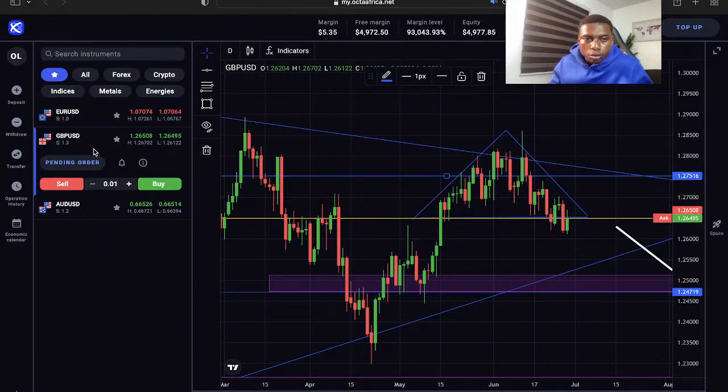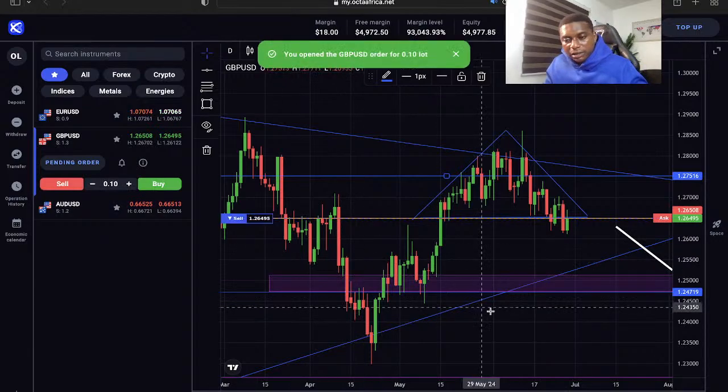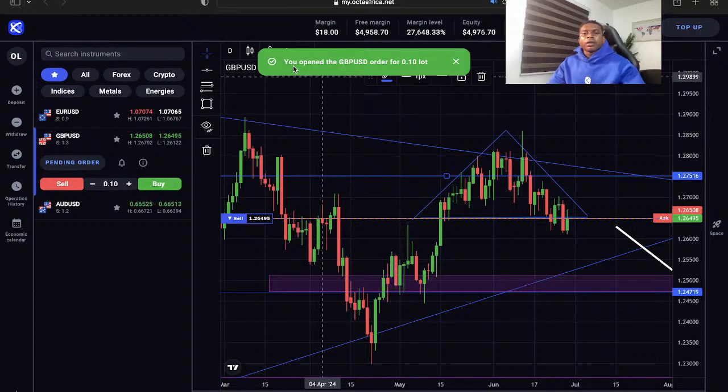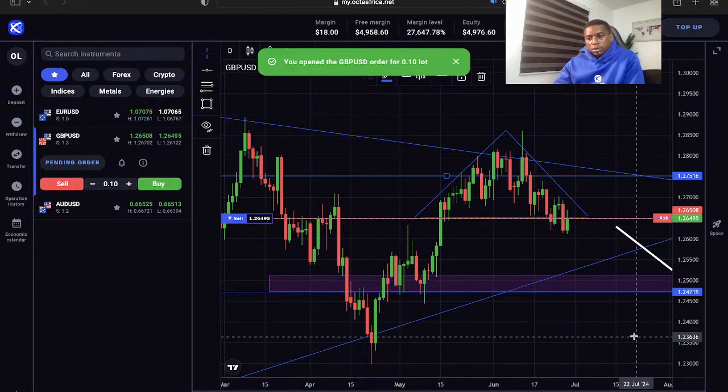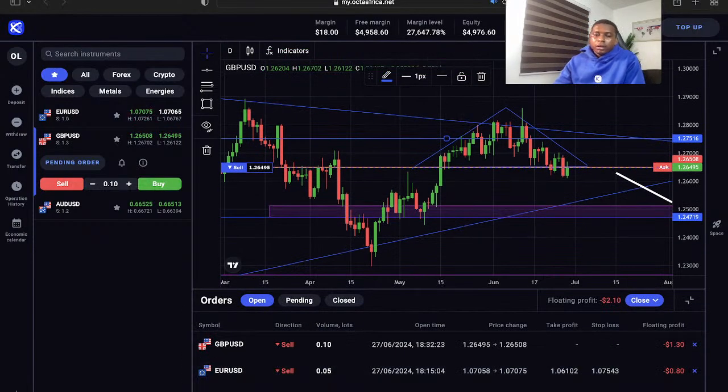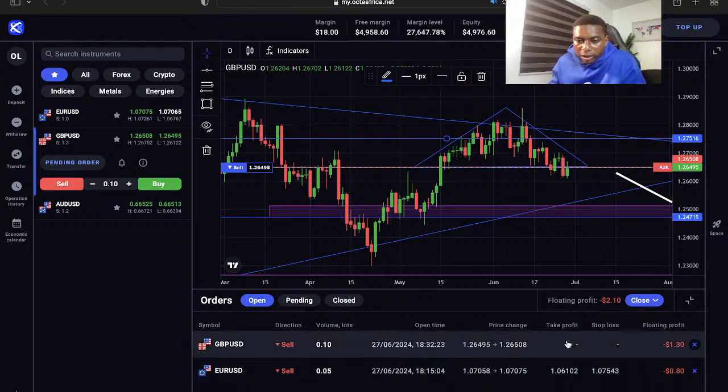So what do we want to do here? We are looking to sell GBP USD. So I want to increase my lot size to 1. I can also manually do it. I'll just click on that section and put 1. All right, then I put it on a sell. So it said you opened the GBP USD order for 0.1 lot. When I come here and expand, I see my trade.